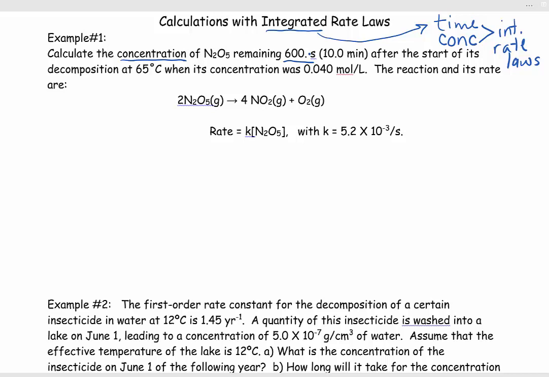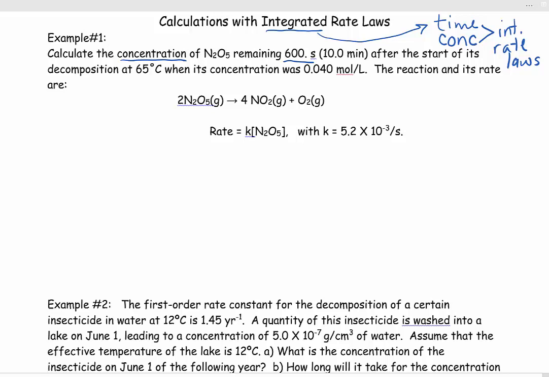There are several ways that we might tell you that in the problem. One of the ways is it might just say in the problem, calculate the concentration for this first order reaction. So it'll tell you the order, and therefore you'll be able to select the integrated rate law. It doesn't do that in this problem. However, it gives us several other hints.